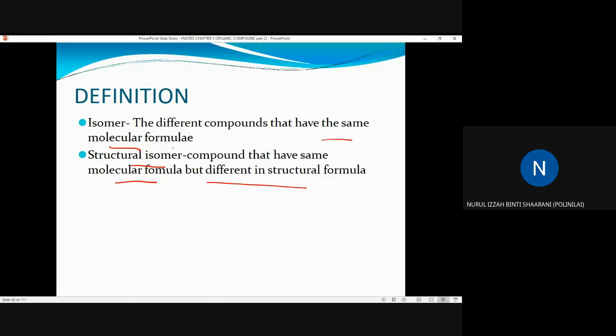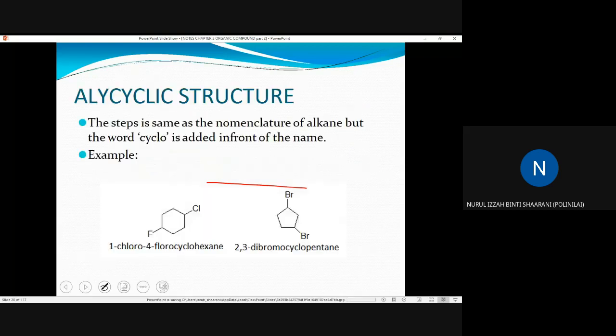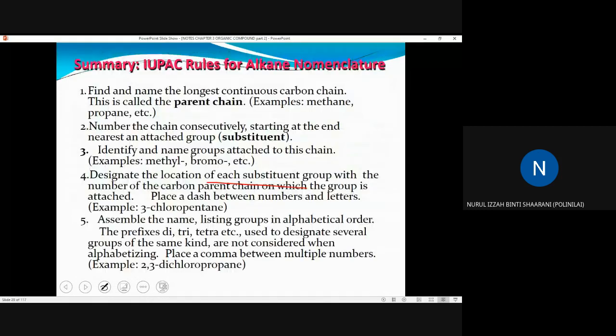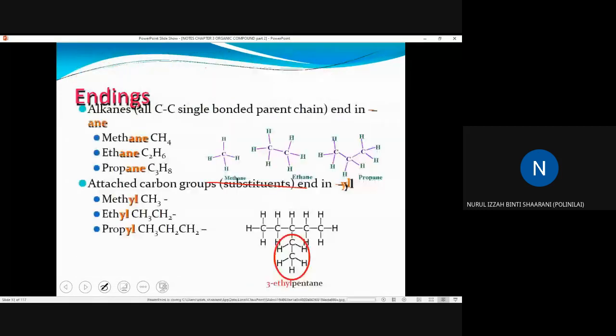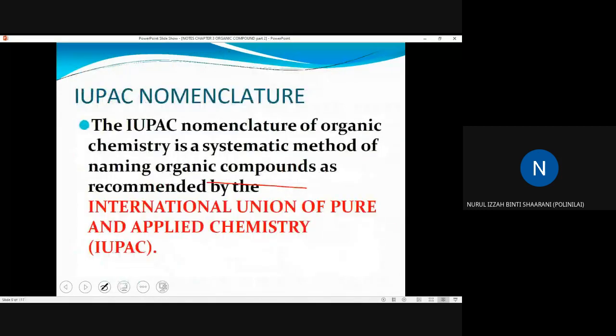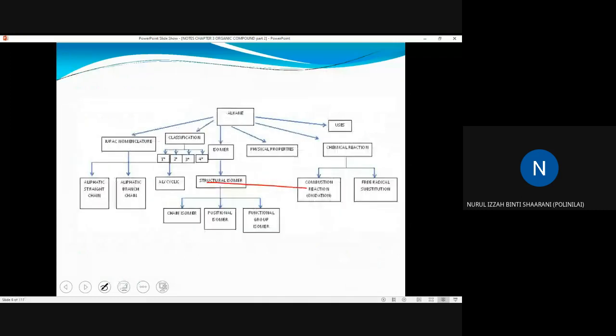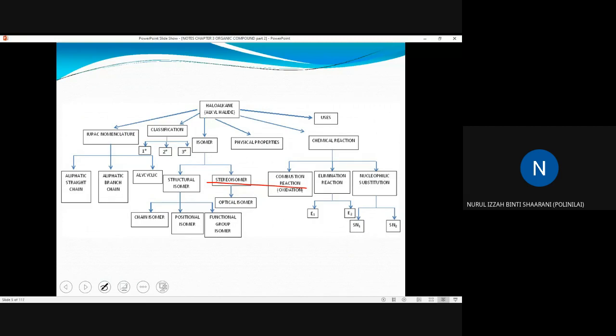Okay, and then structural isomer pula is a compound that has the same molecular formula but is different in structural formula. Okay, so isomer ni saya nak tunjuk awak berkenaan dengan ni tadilah, nak kaitkan apa isomer dan structural isomer tu. Okay, so kalau kita tengok dekat sini, untuk isomer, dia ada pecahan dia. Dia ada structural, dia ada stereo.